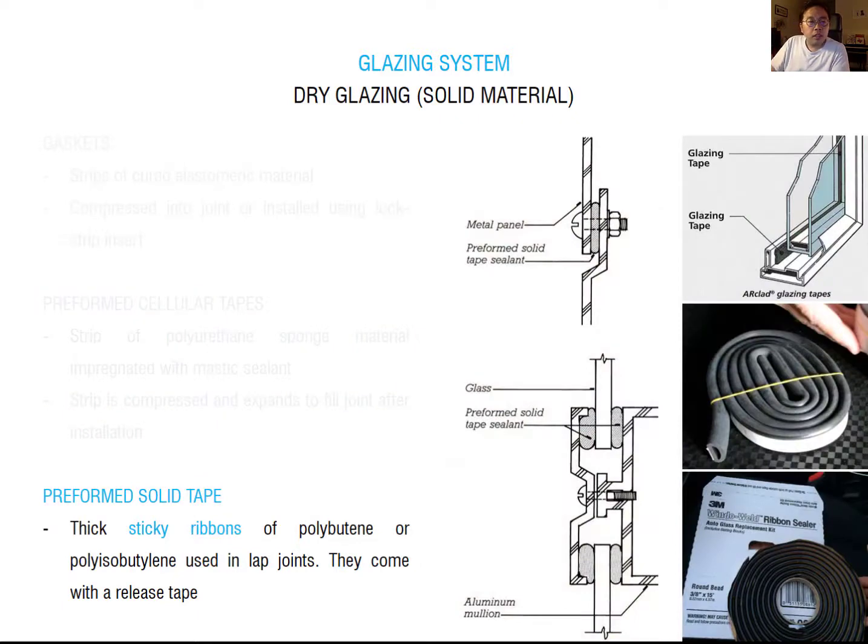The next one is the preformed solid tape. You can find this preformed solid tape anywhere. It is a sticky ribbon. It has a double-sided sticky tape here. So it means it's very easy to install in any place. It is also easy to assemble between the frame and glass. So it is a sticky ribbon tape for dry glazing used in the lap joint. You can see the lap joint here, and it is easy to install over your glass.